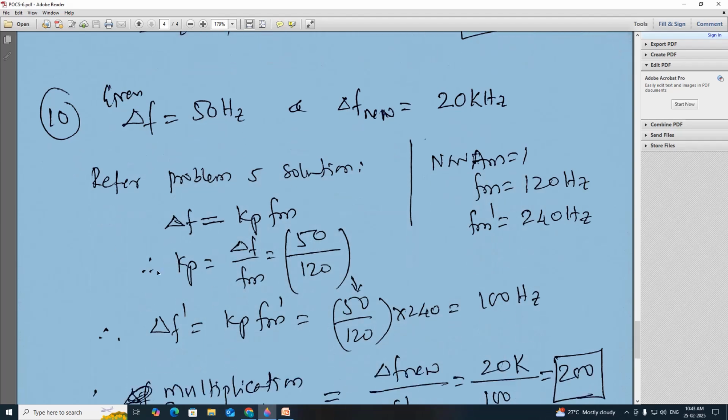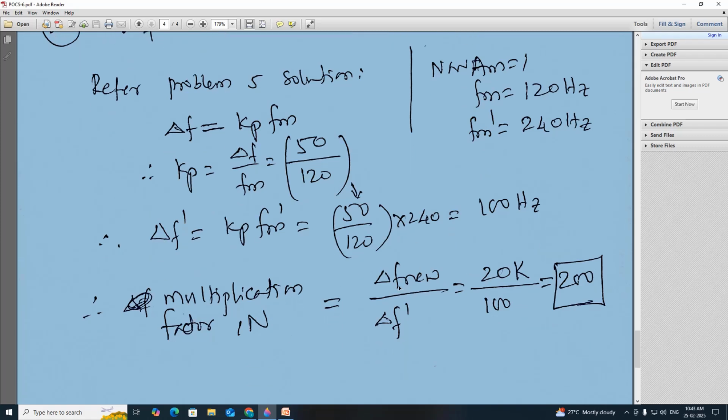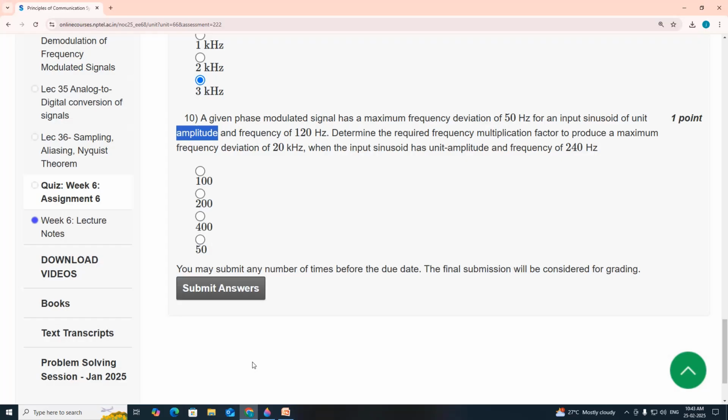So first find Kp, the phase constant, from delta f by fm. Delta f is equal to 50 and fm is 120. After finding this, delta f dash equals Kp times fm dash, where Kp is the value we just found and fm dash is 240. So you will get delta f dash as 100. So the multiplication factor n is delta f new divided by delta f dash. This is 20k divided by 100, which is equal to 200. So 200, option B. Thank you, viewers.